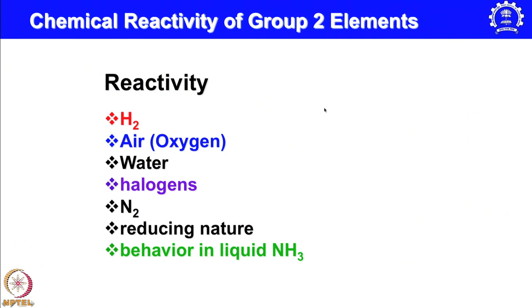And with this, let me begin the discussion about the chemical reactivity of group 2 elements. Of course, when we are looking into the reactivity, we follow this sequence. Let us look into first reaction with hydrogen to form hydrides, and then with oxygen to form oxides, and maybe with other chalcogens to form the corresponding chalcogenides, and the interaction with water, and then halogens and nitrogen and other reagents, and then its reducing nature and also behavior of alkaline earth metals in liquid ammonia.